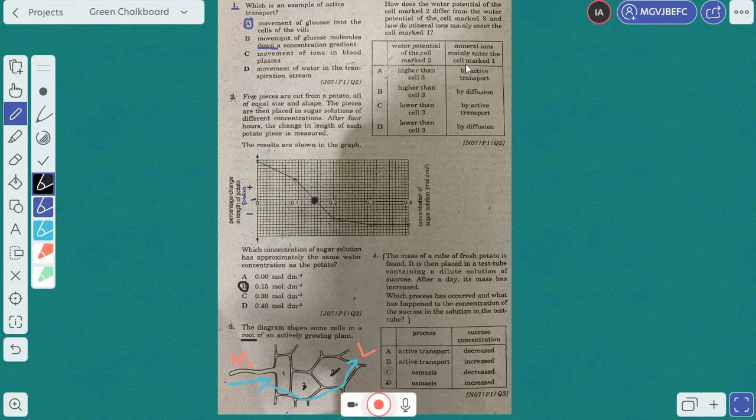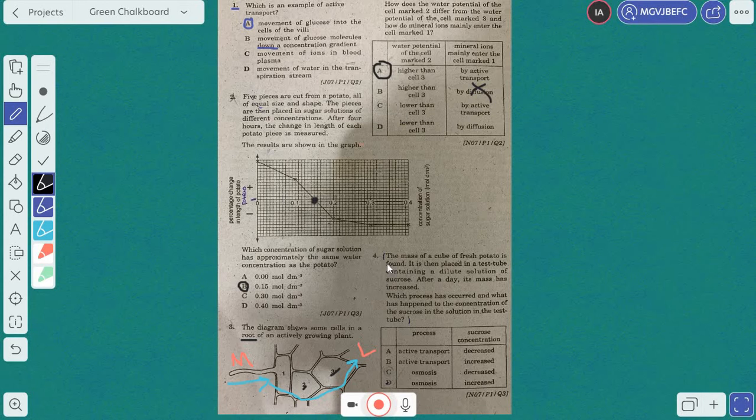Mineral ions mainly enter the cell. Well, we studied that ions enter the root hair cell of a plant mainly through active transport. It does happen by diffusion as well, but it majorly happens by active transport. So the answer is A. It's definitely not B, because it does not majorly happen by diffusion. Okay, and then this is wrong.